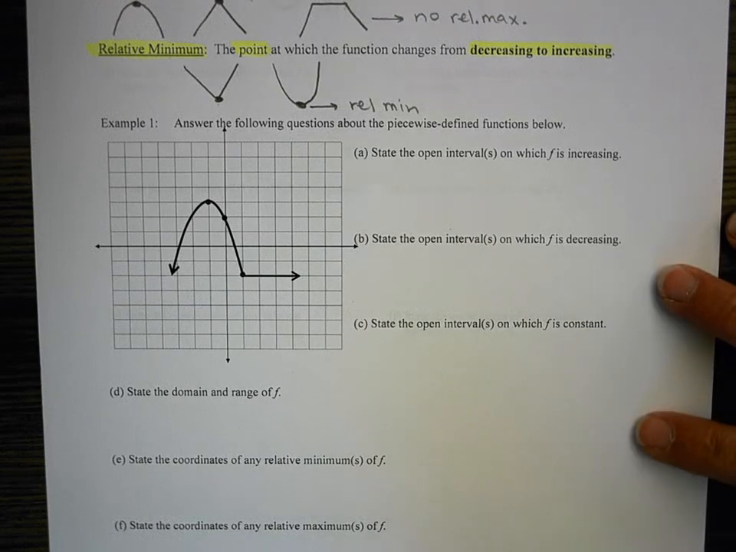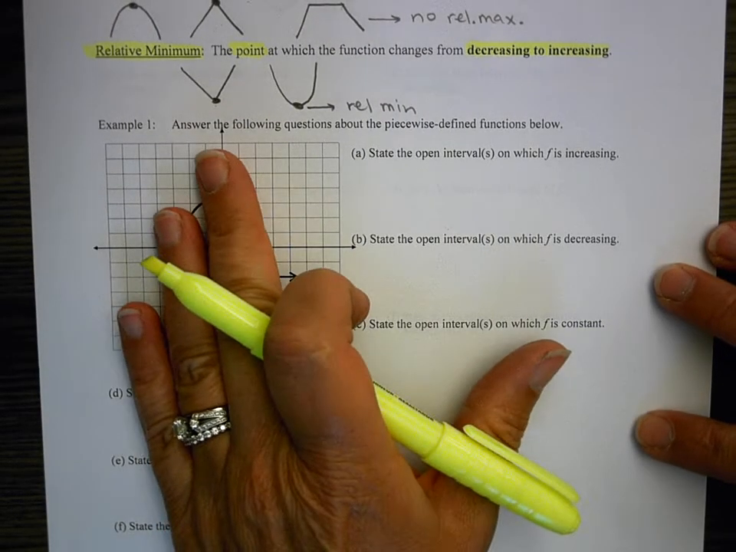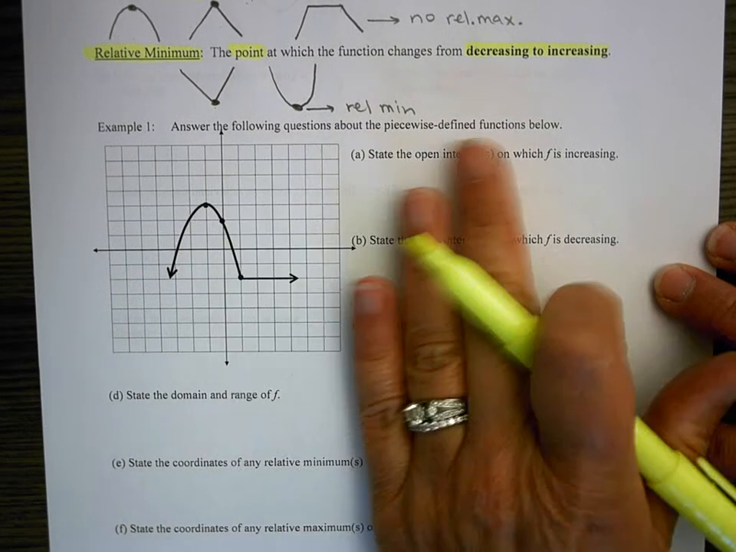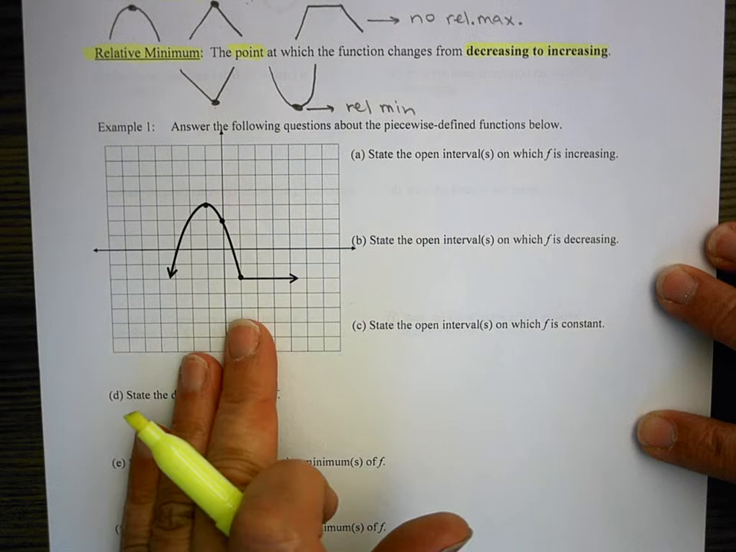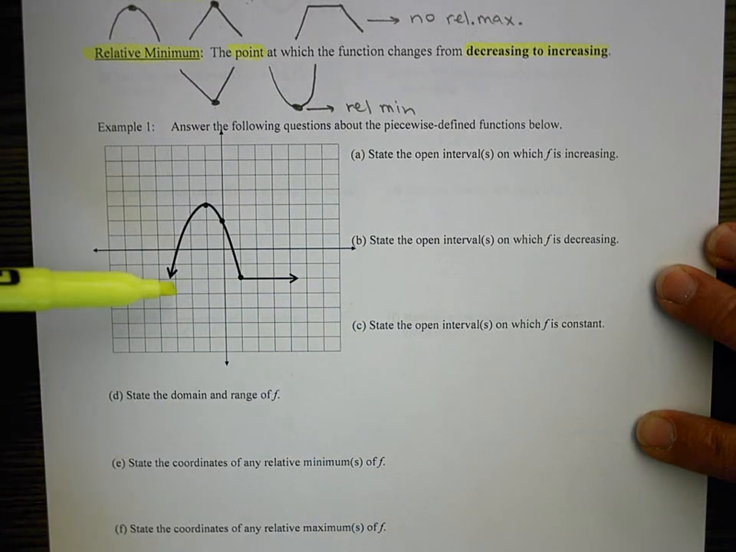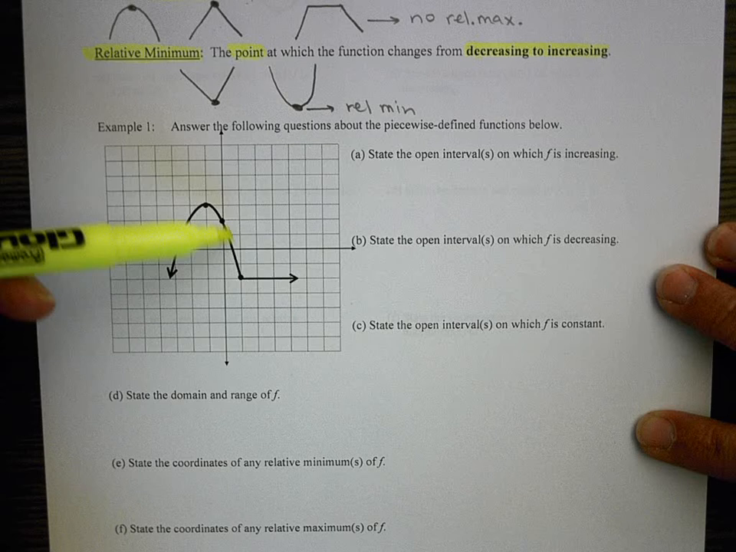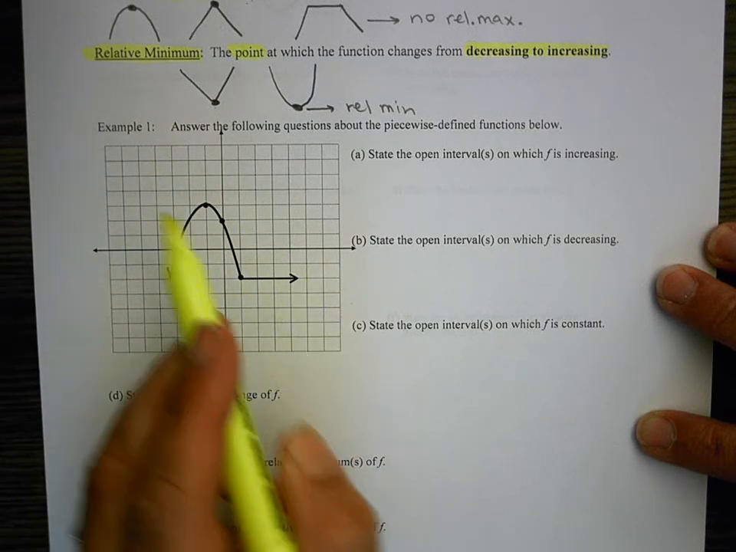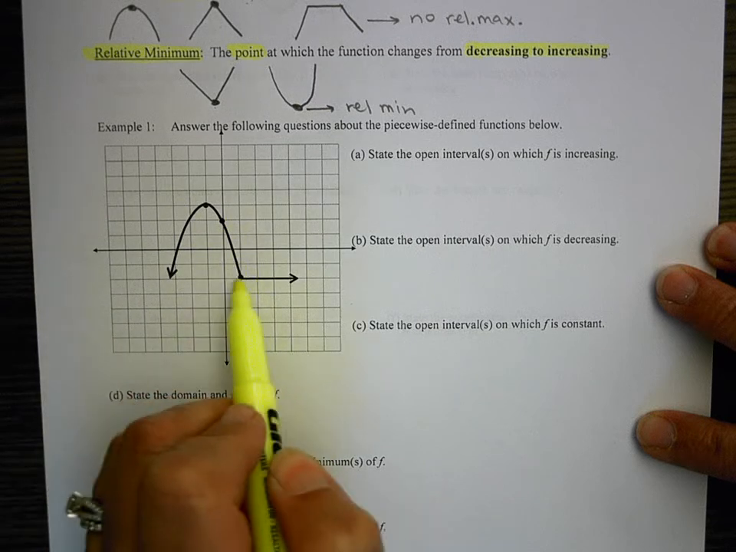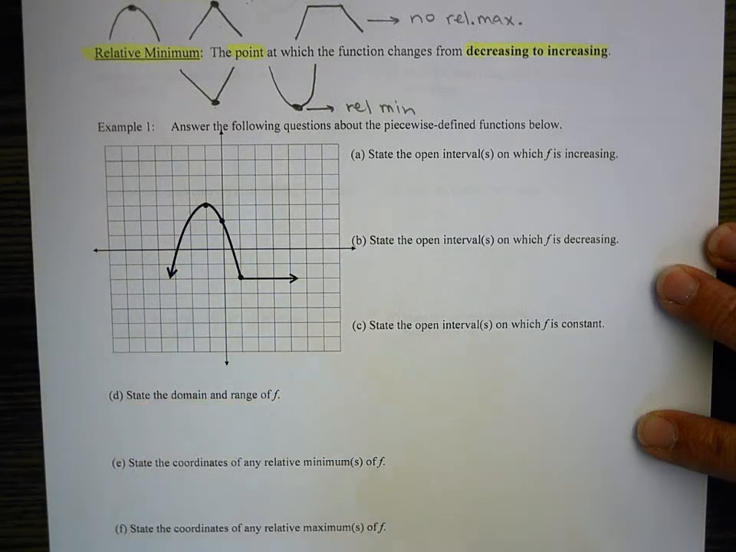So example 1, we are answering the following questions about what we call a piecewise defined function. So this is a piecewise defined function because it is made up of a quadratic, or a piece of a quadratic, and then a constant function, right? So it's two different functions pieced together. That's why we call it a piecewise defined function, okay? So two pieces defined together.